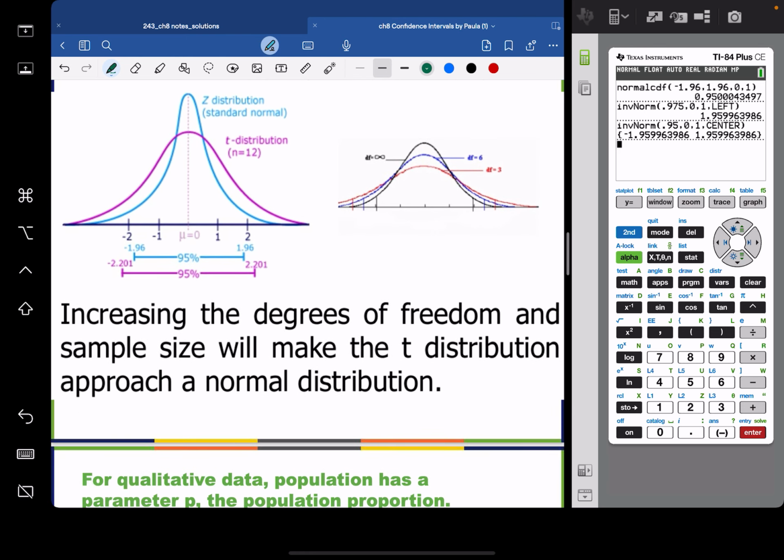But the problem is that the t distribution has different values based on the sample size. So if the degrees of freedom is 6 or 3, we have a different t distribution. If we have a really large sample size, then the t-distribution basically looks like a normal distribution. So if degrees of freedom is infinity, then that looks like the bell curve, the normal distribution.